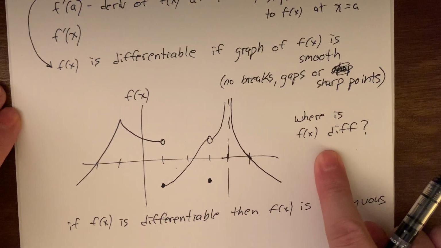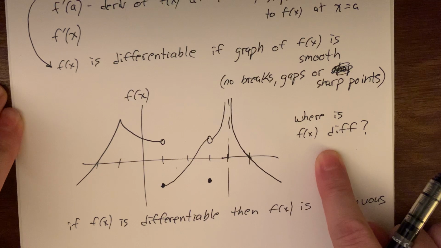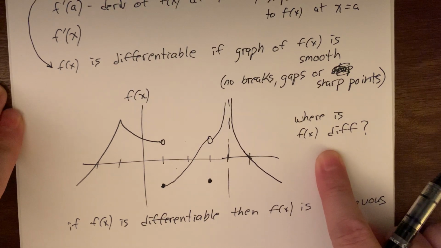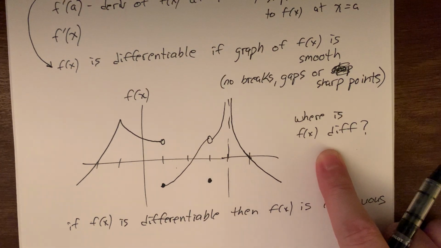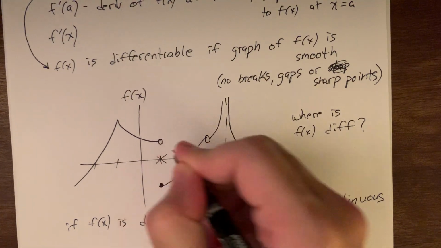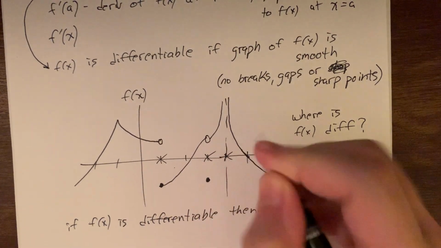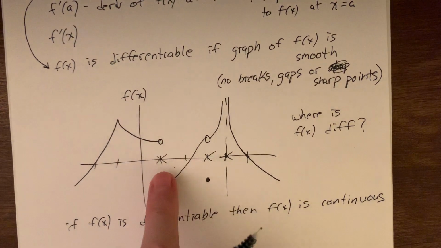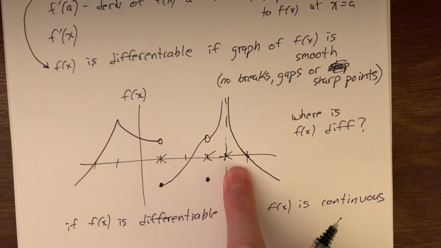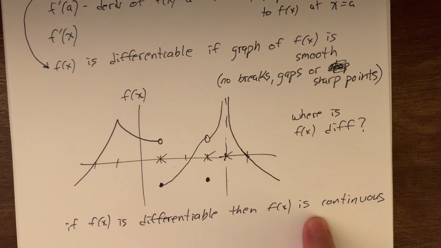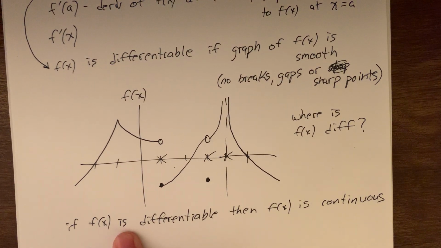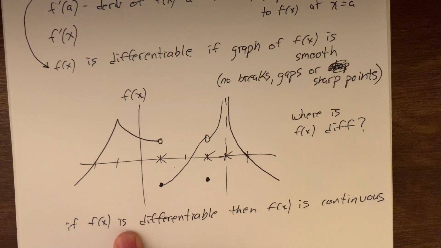And we're already getting our first big picture. How are we going to figure out where f is differentiable? We're going to treat this very similar to continuity. We're going to look and say, where is it not differentiable? And then it is differentiable everywhere else. So from what I've done, I've already established that the function, this graph, is not differentiable at these three points. Those are the breaks, the gaps, the discontinuities that automatically lead to our function not being differentiable.